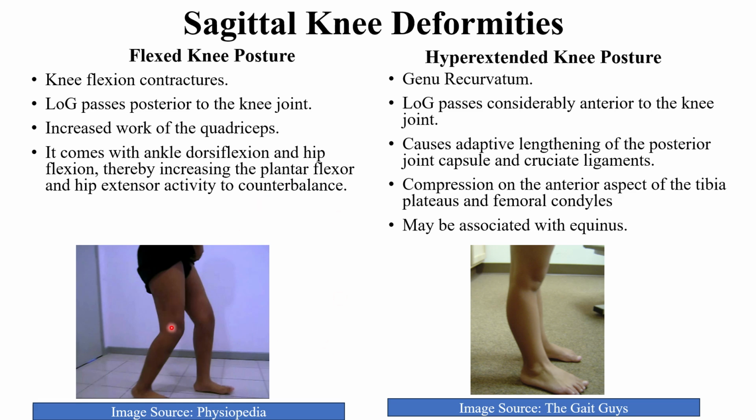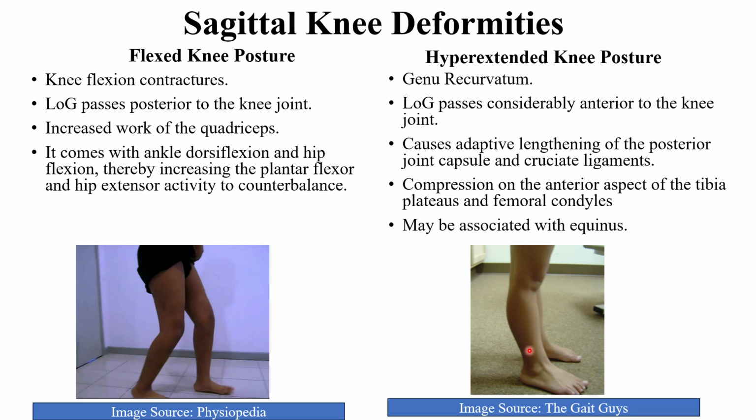Obviously the knee does not bend on its own in a weight bearing position. It comes along with ankle dorsiflexion as well as hip flexion. Therefore, in the ankle, it increases your plantar flexor activity. In the hip, because again it is in flexion, there is an increase in the hip extensor activity, which needs to work to counterbalance those movements.